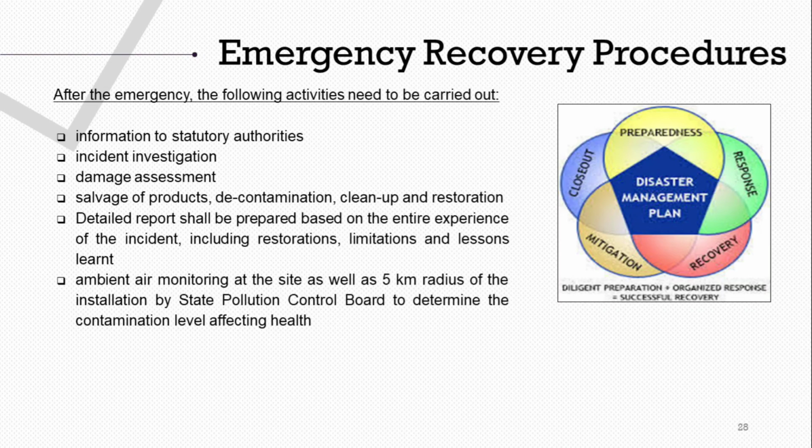Ambient air monitoring is done at the site as well as within a 5 km radius of the installation by the State Pollution Control Board to determine the contamination level affecting health. There is one chart showing the emergency recovery procedures: recovery, response, preparedness, closeout, mitigation. It all comes under the disaster management plan. Decision preparation plus organized response is equal to a successful recovery.